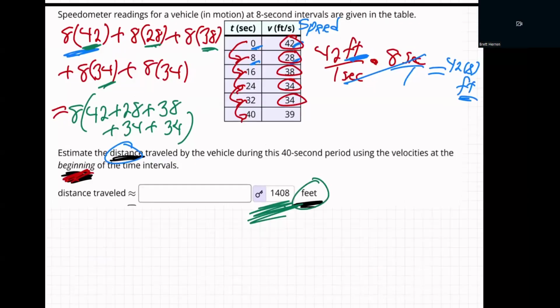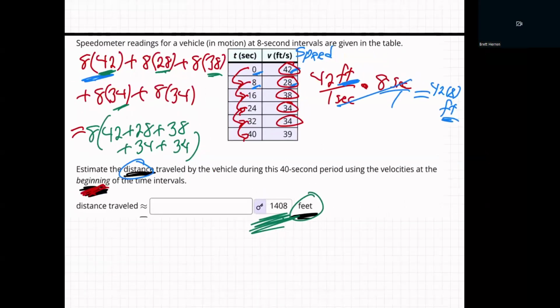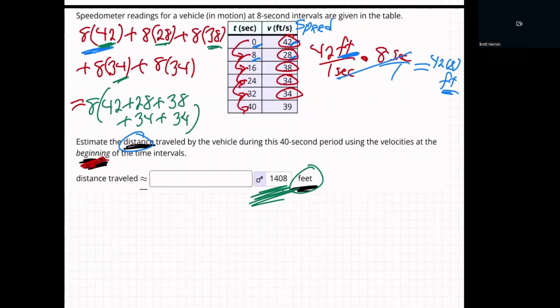Feet. You see why those are feet? Because again, it's feet per second times seconds. That's canceled. That gives us feet. So there we go, using the beginning of every time interval.